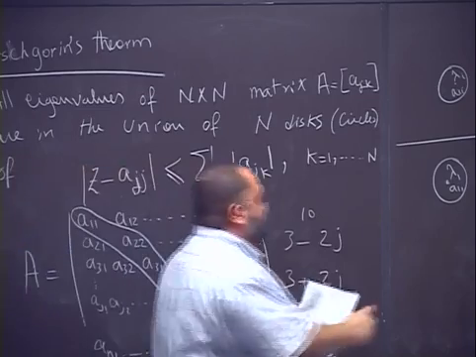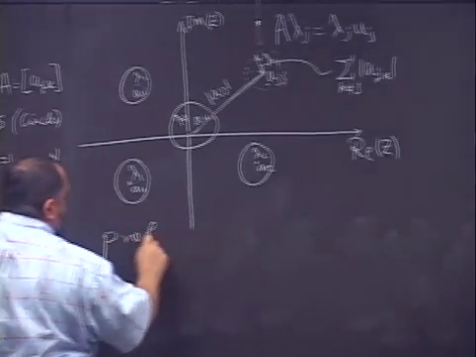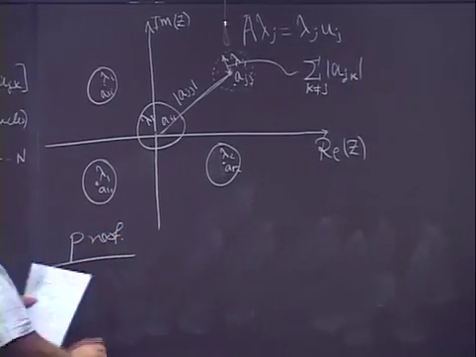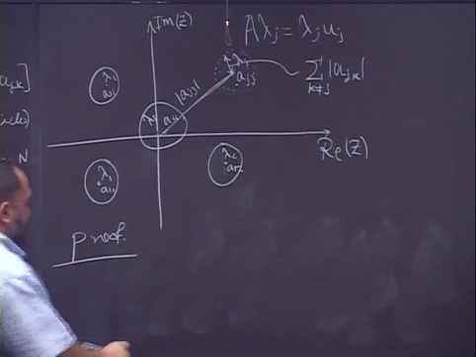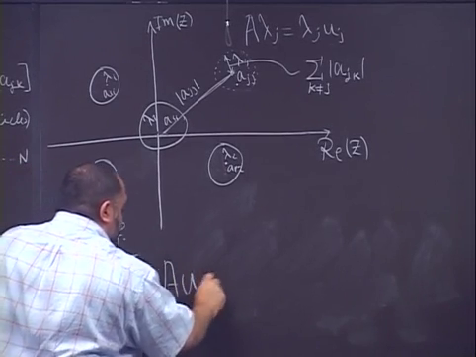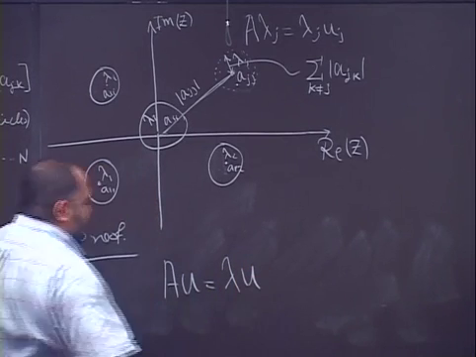So let's do the proof now for this theorem. So Au is nothing more than lambda u. This is the eigenvalue problem.